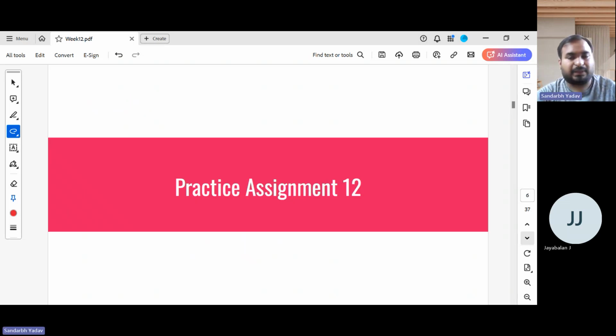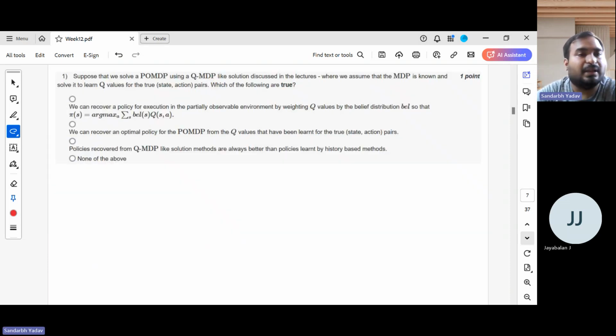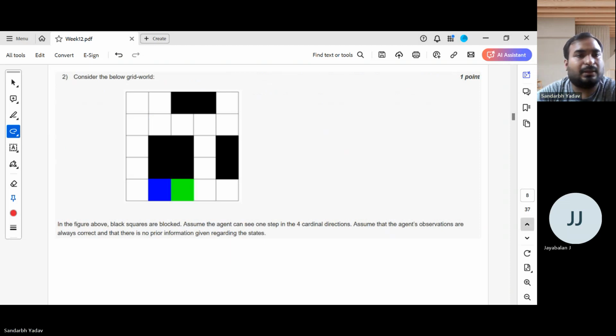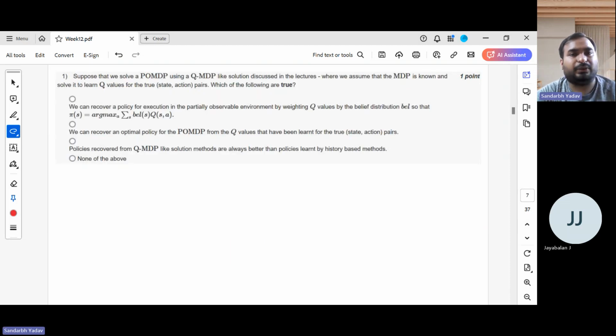So let's begin with practice assignment 12. The first question says: suppose that we are solving a POMDP using the QMDP-like solution discussed in the lectures, where we assume that the MDP is known and solve it to learn Q values for the state-action pairs. Then which of the following are true?